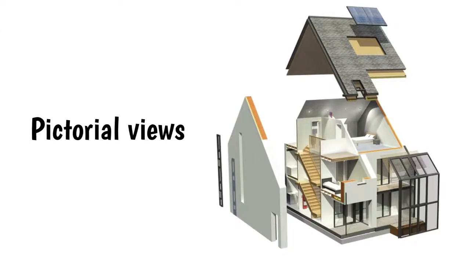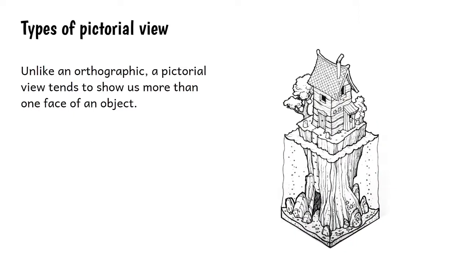In this video we're going to look at pictorial views. Now, unlike an orthographic, a pictorial view tends to show us more than one face of an object. So if we look at this drawing right here, we can see the front and the side and the top all in one. It's a picture, it's a pictorial view.